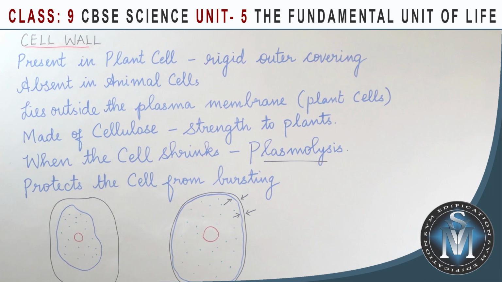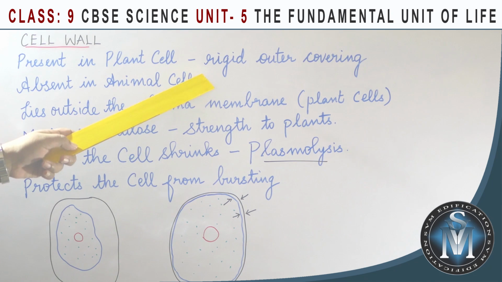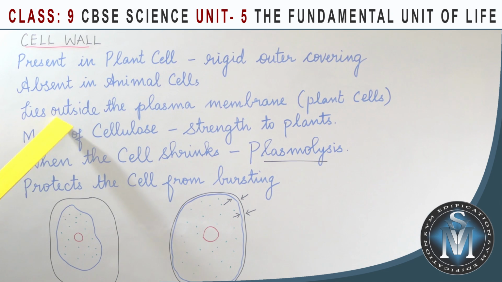The next important topic that we are going to see is cell wall. This cell wall is present in plant cells, whereas it is absent in animal cells. In plant cells, it provides a rigid outer covering. It also lies outside the plasma membrane in plant cells and is made up of cellulose, which gives strength to the plants.